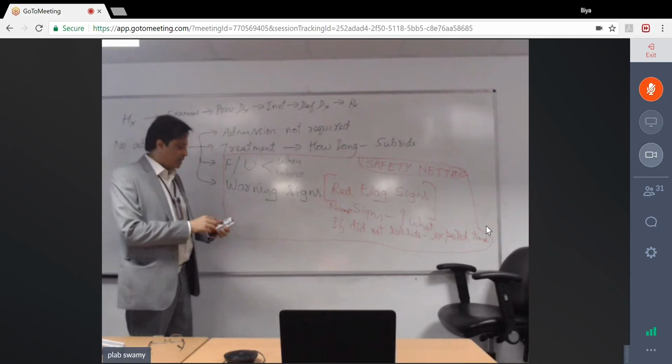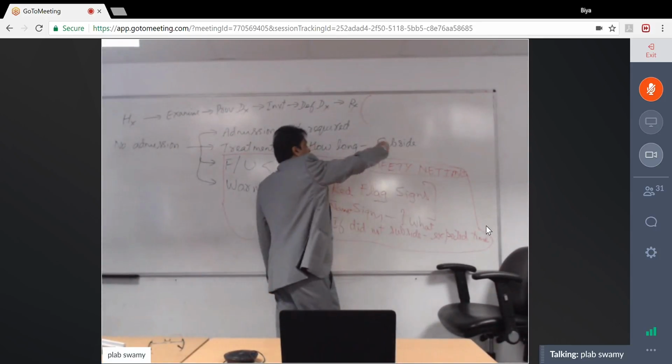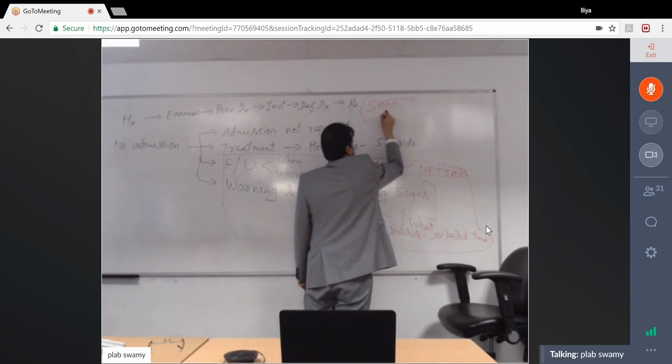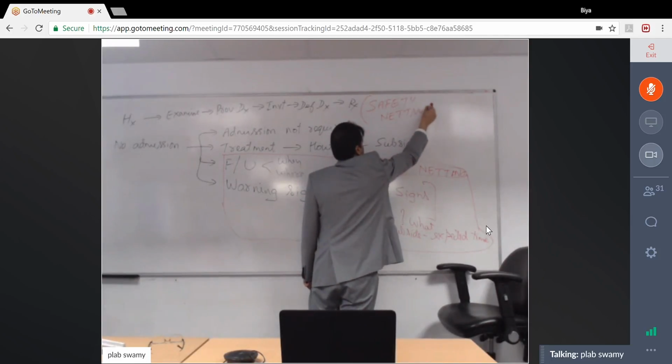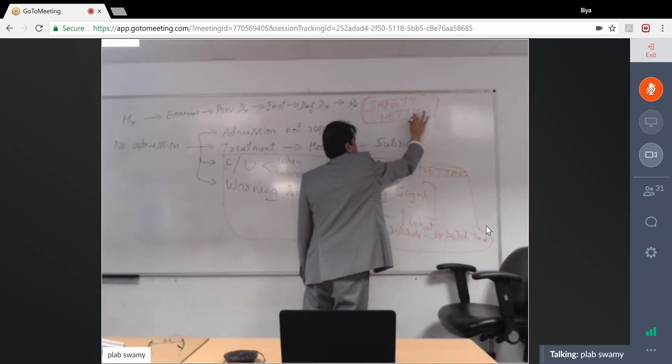So when you talk about the treatment, remember one more step so that you don't forget: safety netting. Yeah, when you're sending the patient home. So that means you must keep a structure in your mind.